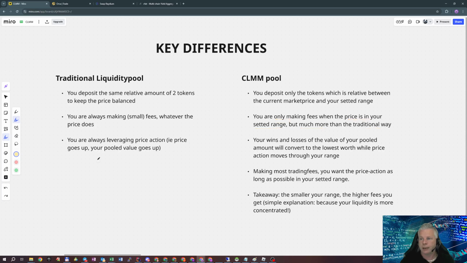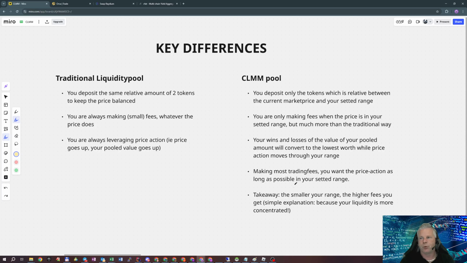Then the next thing is that you're always leveraging price action with a traditional liquidity pool, meaning when you are putting, for example, one SOL and $100 USDC in your liquidity pool, if SOL goes down, also your liquidity pool value goes down one on one. In CLMM, that is not fully true, but partly, because within your range, your assets convert from full Solana to full USDC, moving in between and converting. I will show you this soon.